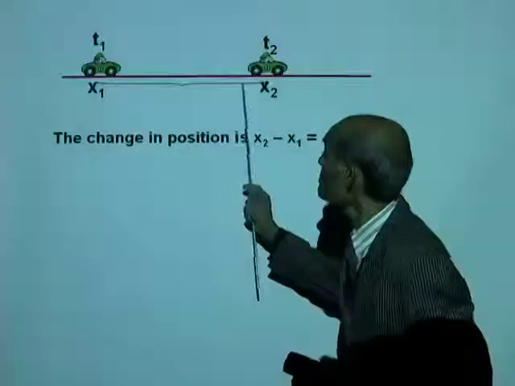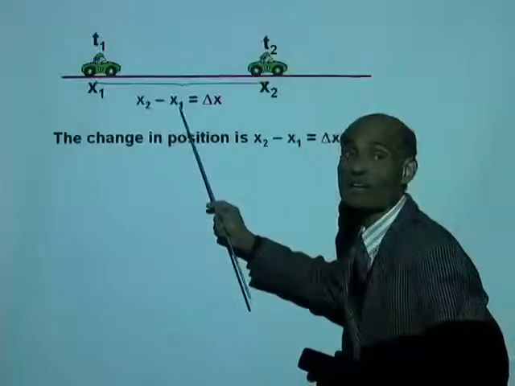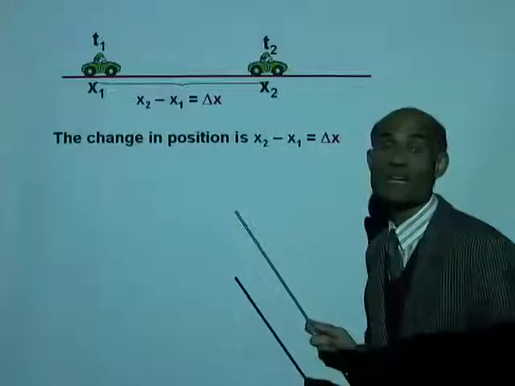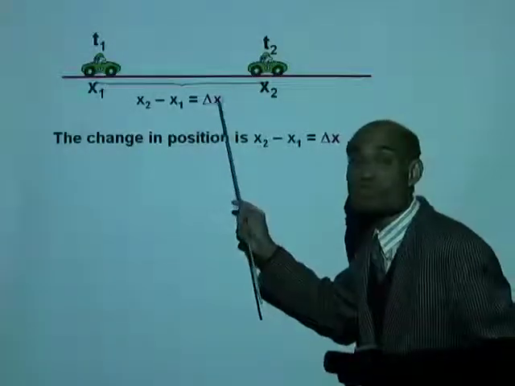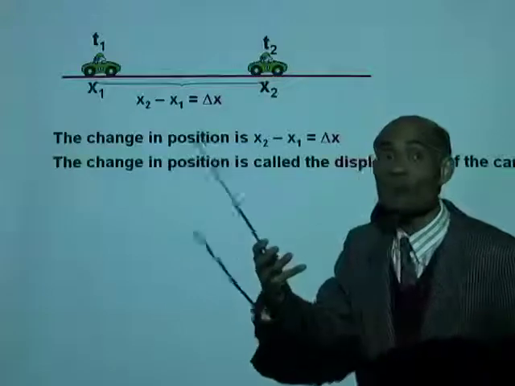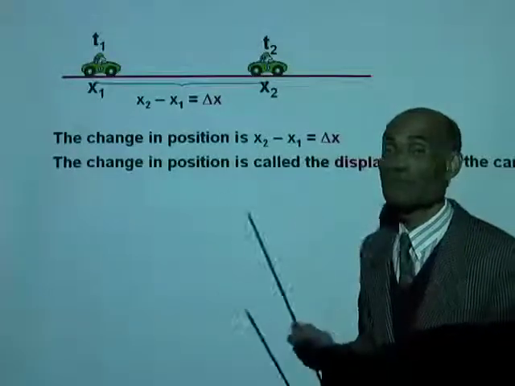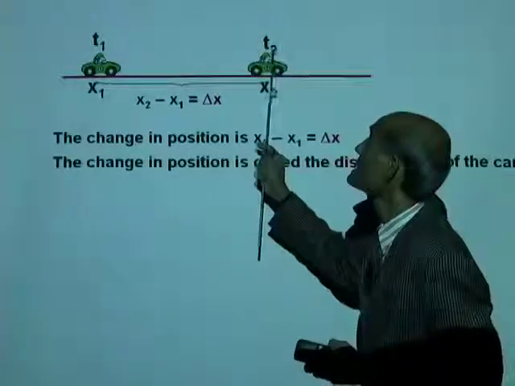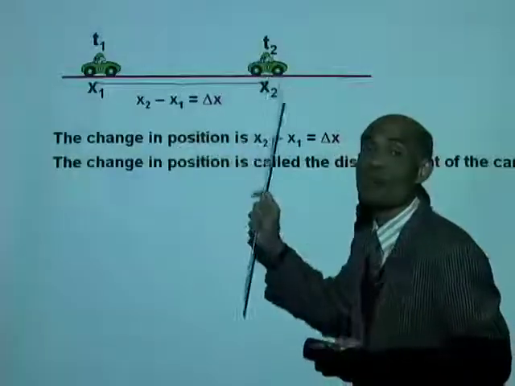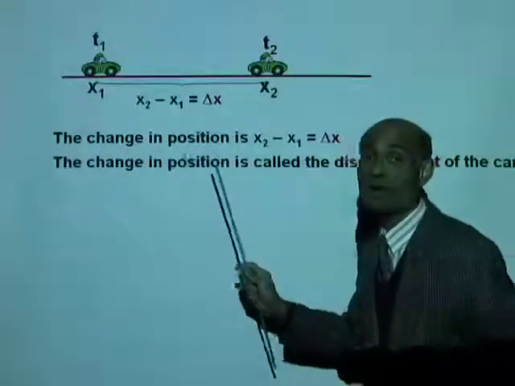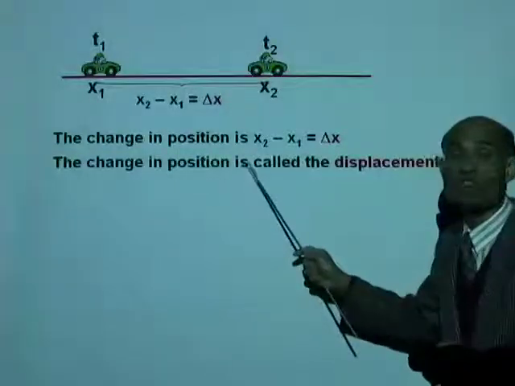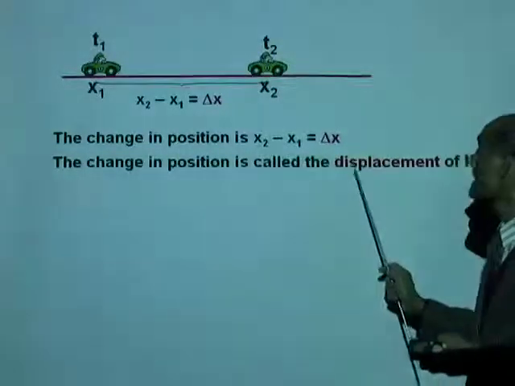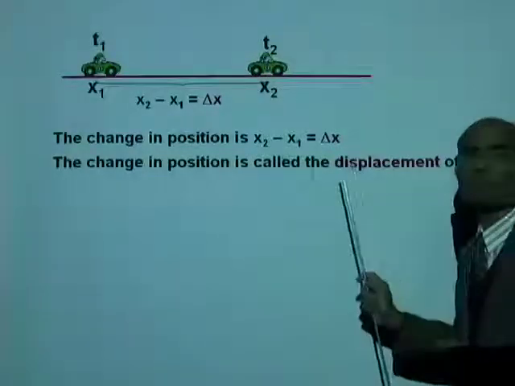So the change in position of the car is x2 minus x1, equal to delta x. Now, this change in position occurred in what time? It occurred in the time t2 minus t1. And now, I want you to watch this statement I made. The change in position of a moving object is called its displacement.